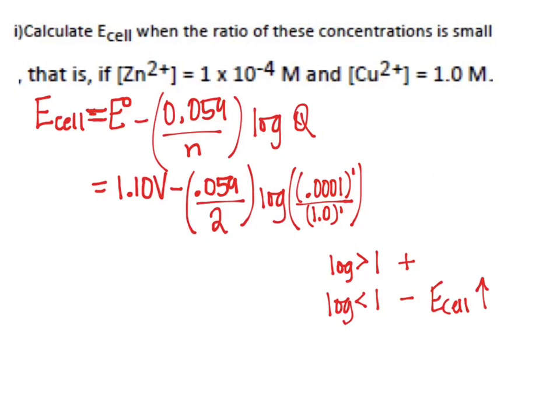If we have a positive number and we subtract a positive number, then that means our E cell would go down, which will decrease our potential. All right, so what did you get for that?